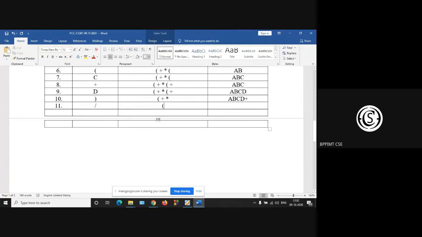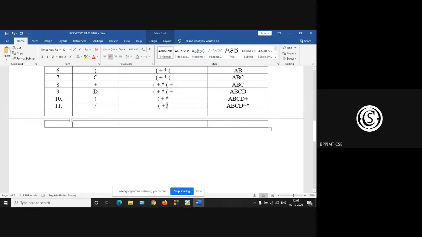So first bracket, then plus, and the popped item. What is the popped item? A, B, C, D plus, multiplication. Okay. So multiplication is popped, and you have to put this division in the stack. This is the main twist. So you have to pop this top operator in the stack, write this multiplication here, and finally just write the division at the stack top.